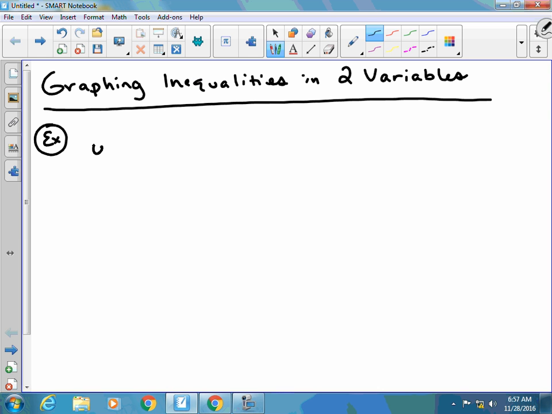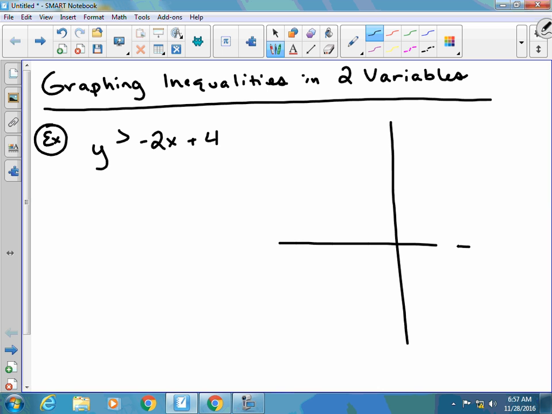So let's say that I want to graph y is greater than negative 2x plus 4. So I have my coordinate plane here in which I am going to graph my inequality. I'm going to graph that line. The great thing is this is already in y equals mx plus b form. So that's the key. If it is not in y equals mx plus b form, you need to change it.